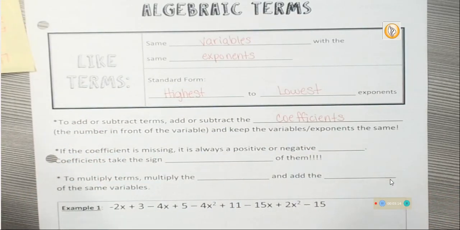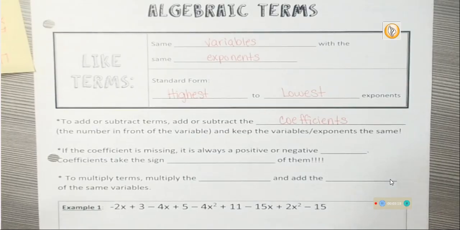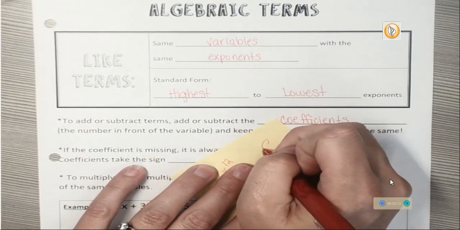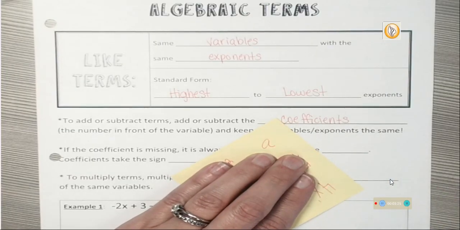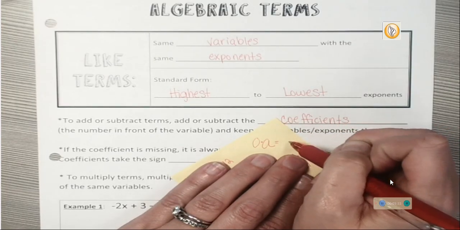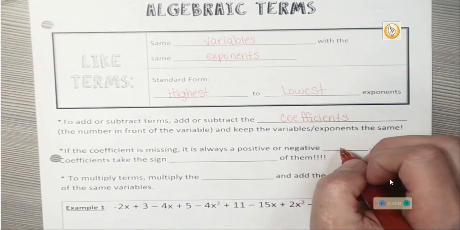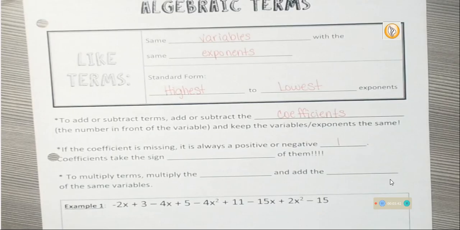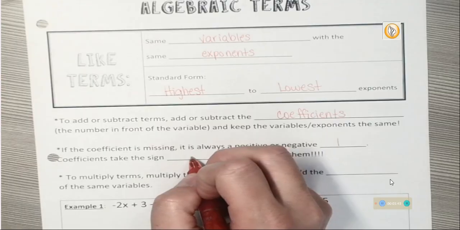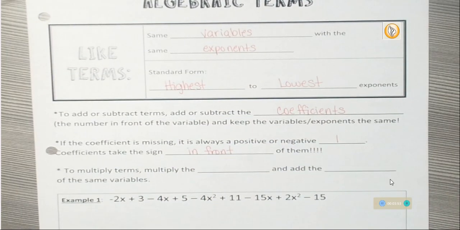All right? Now, if a coefficient is missing, so like you don't see it, but there is a variable. So if I just give you a, variable a, what's the coefficient there? A 1. Why is it not a 0? Because if it was 0, what's 0 times anything? 0, so the a would disappear. So if it looks like it's missing and it's not written, it's either positive or negative 1, depending on the sign in front of it. So coefficients take the sign in front of the variable, of the coefficient.